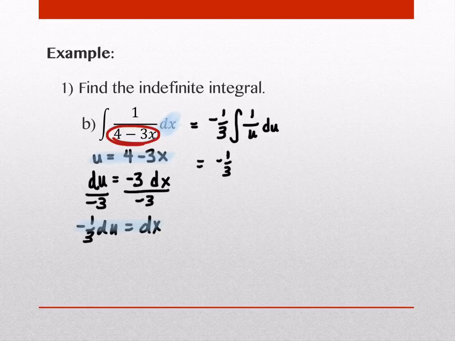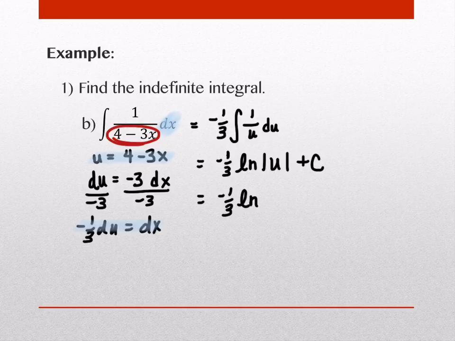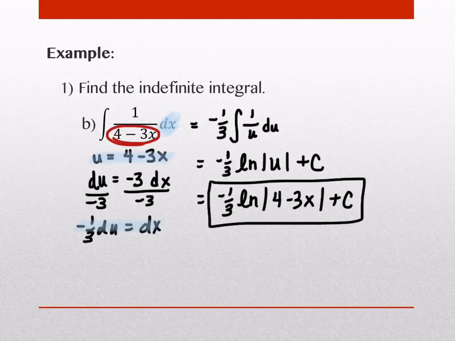What is the antiderivative of 1 over u? Good, natural log of absolute value of u. And then what do I need? Plus c. Now I'm not quite done with the problem. Why not? Right, if the problem started out with x, it needs to end with x. And right now it's got a u in it. So I need to change it back. So what is u? 4 minus 3x. Right, it's 4 minus 3x. So we simply replace the u inside the absolute value, still with absolute values. And then we're done.